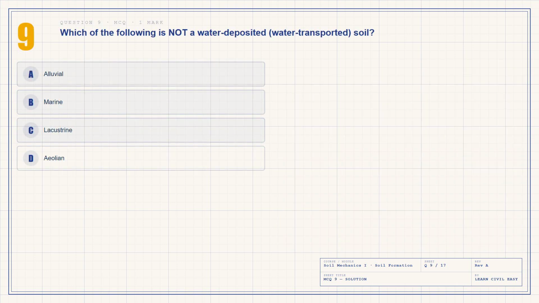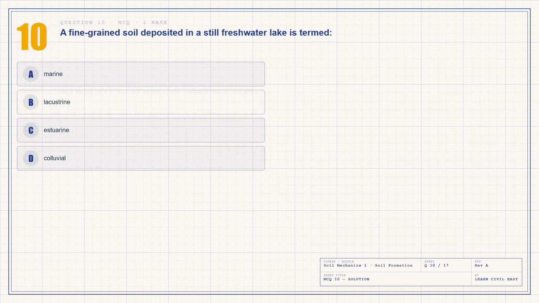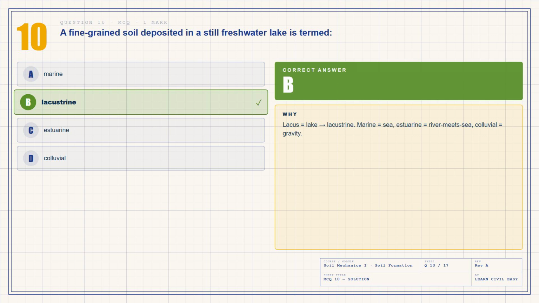Question 9. The answer is D. Aeolian. Read the word "not" carefully. Alluvial, marine, and lacustrine are all water deposits. Aeolian means wind, so it is the odd one out. Question 10. The answer is B. Lacustrine. Lacus means lake, so a still freshwater lake deposit is lacustrine. Marine is sea, estuarine is where a river meets the sea, and colluvial is gravity.